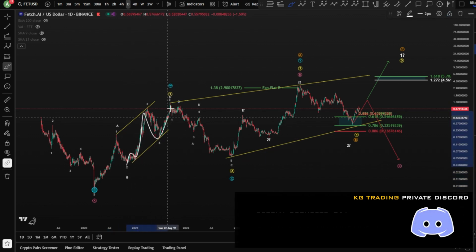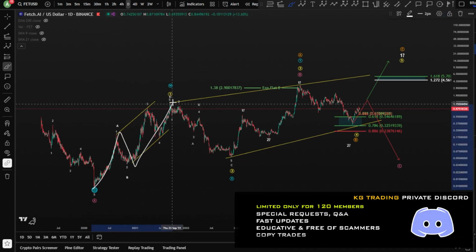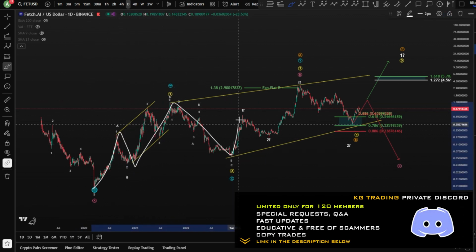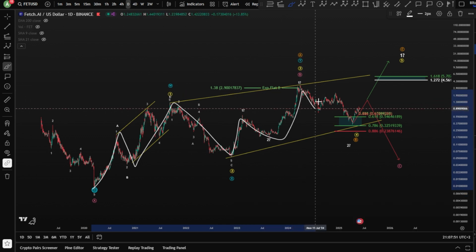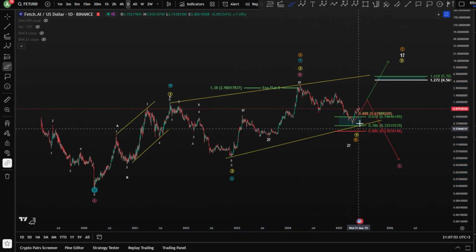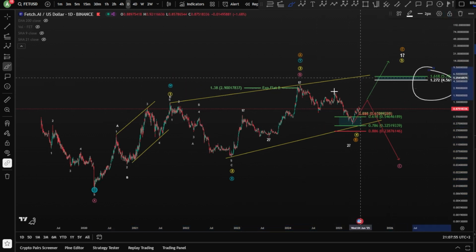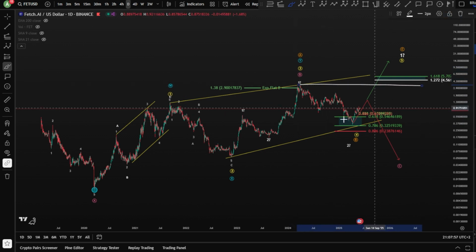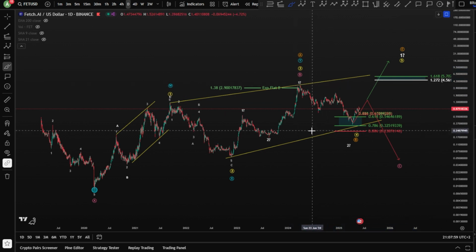This is a 1, 2, 3, 4, 5 after an impulse, A, B, and a C. Having correction A, B, and a C, again for wave 3, correction, and wave 5, which should be A, B, C as well. Targets simply taking the all-time high at 3.3, right?